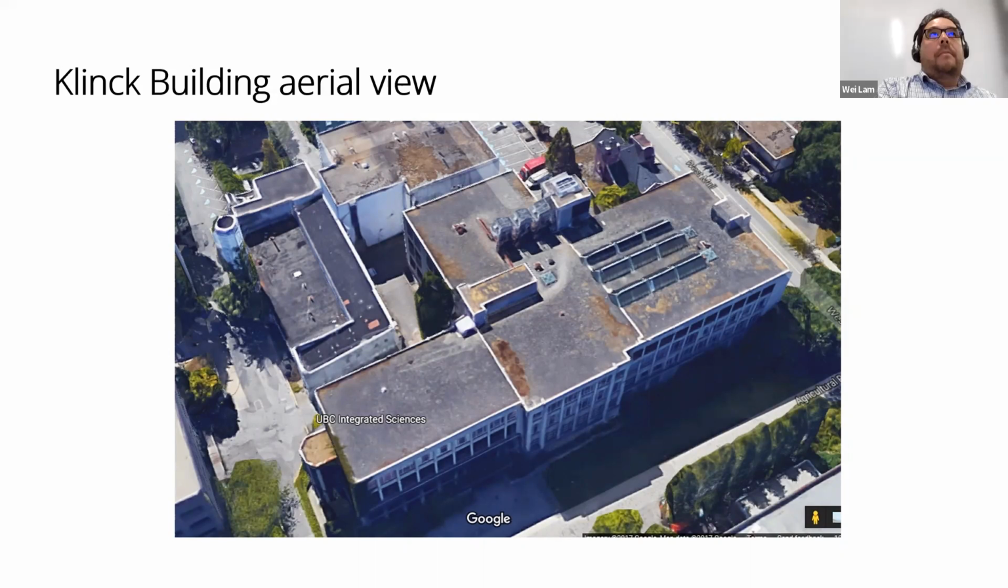I'm going to go on and talk a little bit about a project that really came out of some of my colleagues in British Columbia. I think this project is a nice example of what can be done practically in existing conditions, not ground up construction. The Clink building is a classroom building on the University of British Columbia campus. I believe the original construction was in the 1950s.